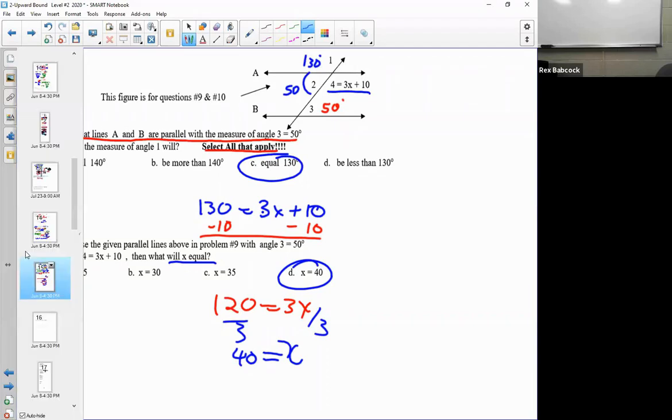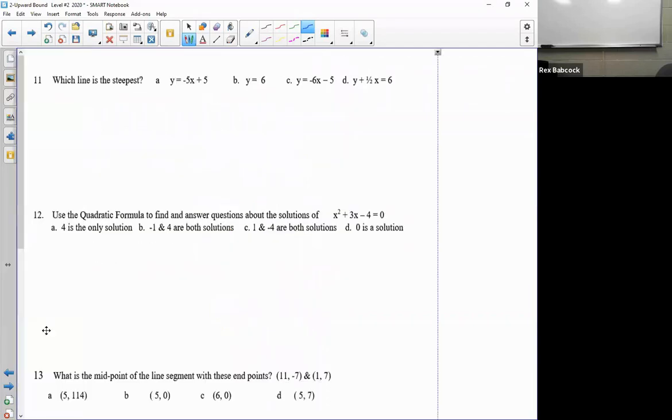And the last 3. Which line is the steepest? Well, that's a slope question. Slope here is 5, -5. Boy, that's a steep line. Oh, the slope here, remember y equals a number is a horizontal line, so the slope's 0, very flat line. Here the slope's -6, really steep line. And this one, the slope is -1/2.